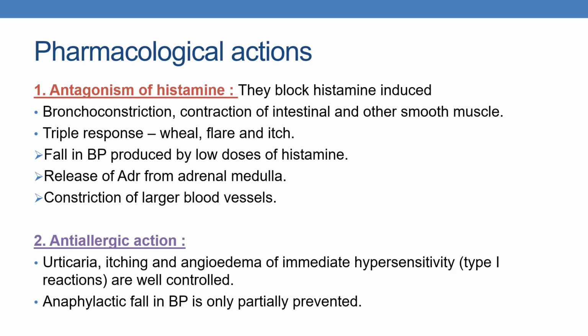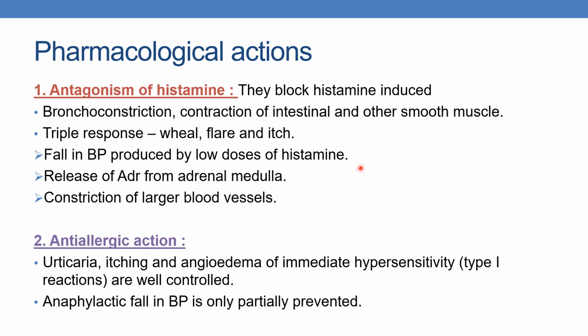Coming to the pharmacological actions, the first is antagonism of histamine. As the name indicates, they are H1 receptor antagonists. So they block the histamine-induced actions, that is, they block bronchoconstriction and contraction of intestinal and other smooth muscles. They block the triple response produced by histamine, that is wheal, flare and itch. And the fall in BP produced by low doses of histamine is blocked by H1 receptor antagonists.